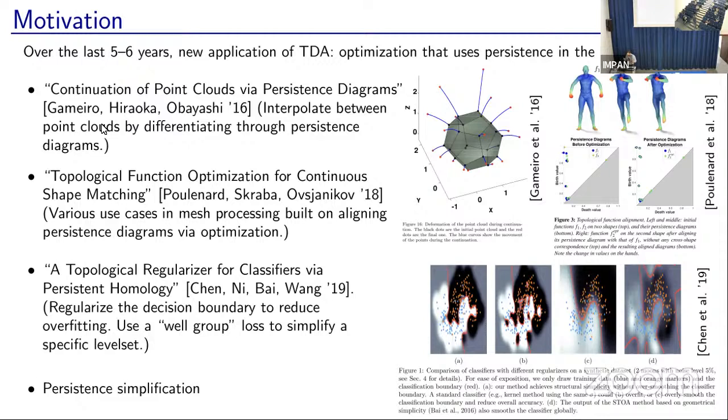So over the last 5 years or so, there's been a new type of application introduced to TDA, namely doing optimization using persistence as a loss. If you can express some task that you want to solve in terms of moving points in the persistence diagram, you can modify your data to match whatever this task is prescribing. And I think this is a very exciting development because it opens up a whole bunch of possibilities.